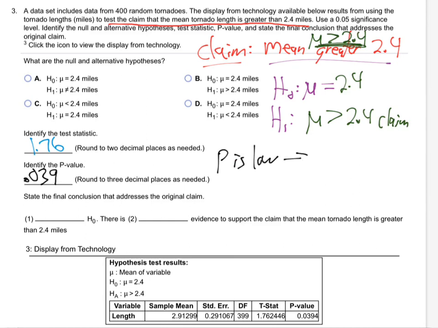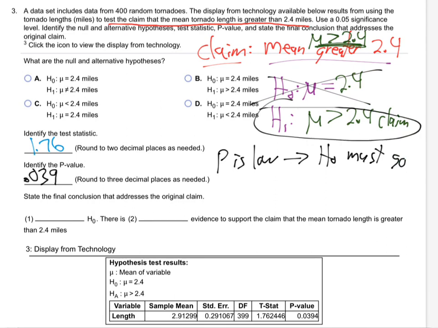So what does that mean? H0 must go. So I'm going to cross off the H0. He's out of there. So that means we're sticking with H1, which also happens to be the claim. Is the evidence strong or weak? Strong. H1, it's always strong, meaning sufficient. There's enough.